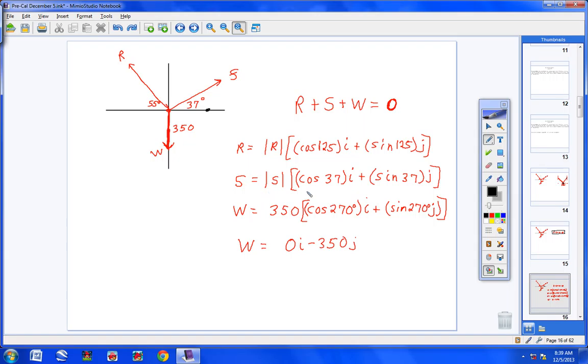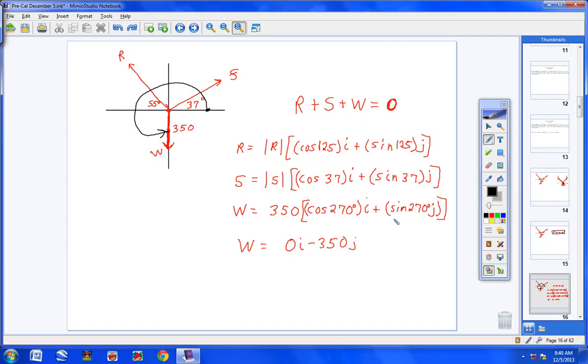Same thing with s. Do you see what I've done here? I started here and I rotated up, and that would be 37 degrees. So the magnitude of s, which I don't know, on the outside, on the inside, cosine of 37 i plus sine of 37 j. Now let's go to w. W is a little nicer because we know the length is 350. So with w, I start here and I rotate all the way around, and that gives me 270 degrees. Notice on the outside, I did not put the magnitude of w like this because I know the magnitude of w is 350. So I went ahead and put 350.